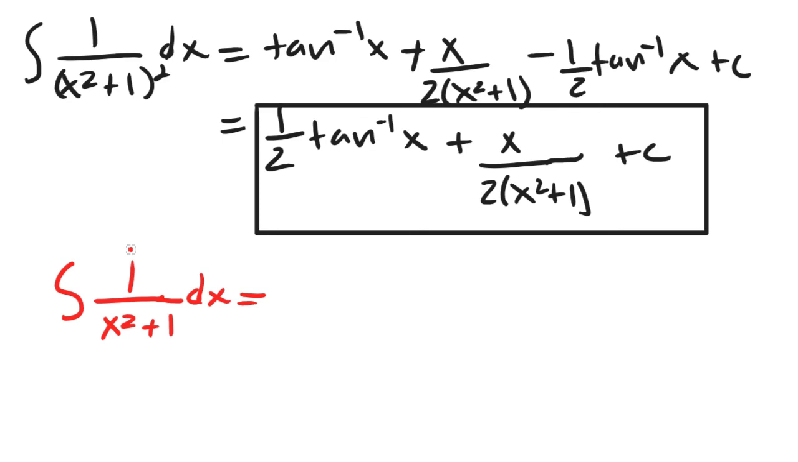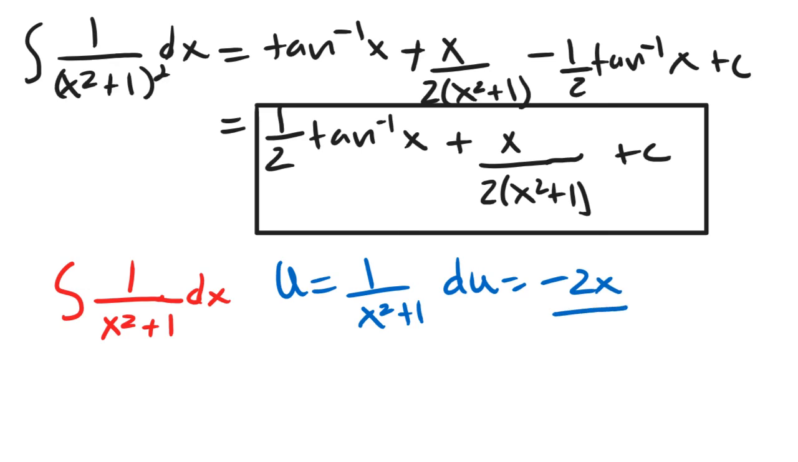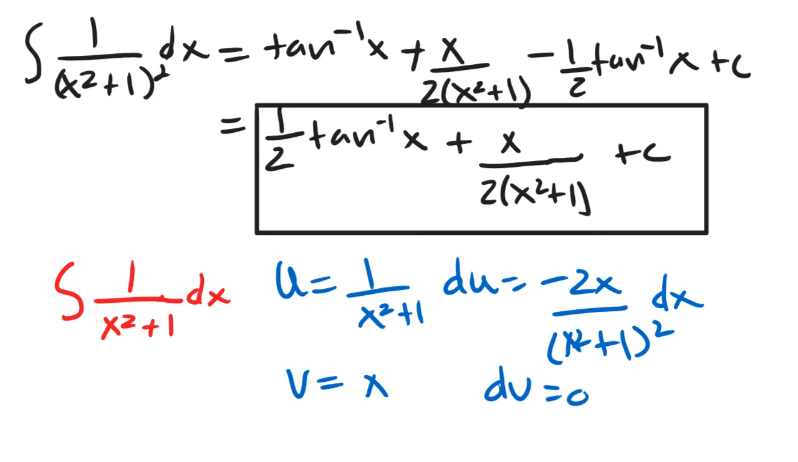So in using integration by parts, I might say, well, let's get rid of the equal sign for a minute. So let's say that u is equal to 1 over x squared plus 1. What is du? du is negative 2x over x squared plus 1 to the second power dx, right? Now v, what is v? v is actually just x. Why? Because dv was just dx, so we just integrate.